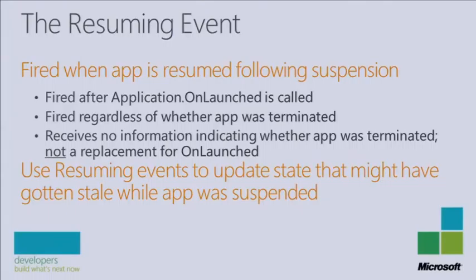Now, interestingly enough, when this event fires, it doesn't convey any information to you telling you what happened previously, whether you were terminated or not. So there's some confusion that I've seen in the dev community over why this event even exists. Here's the intent of the resuming event. If your application displays data that could become stale while you were suspended, you take this event and you use it to refresh the content, irrespective of whether you were terminated while you were suspended or not. Now, I've got an example of that to show you as well.